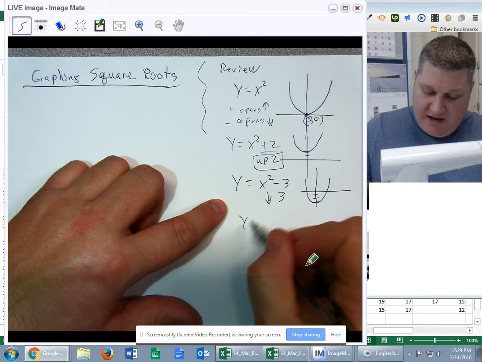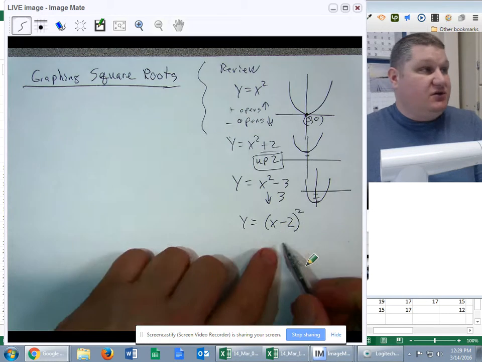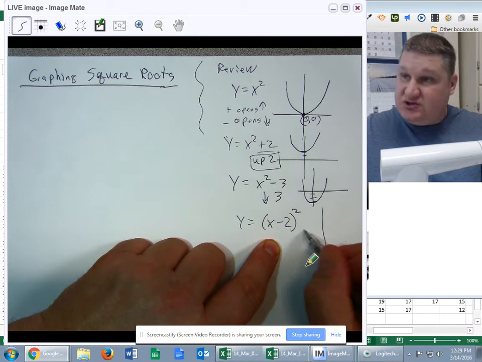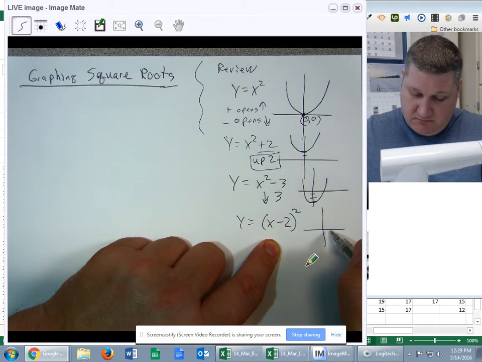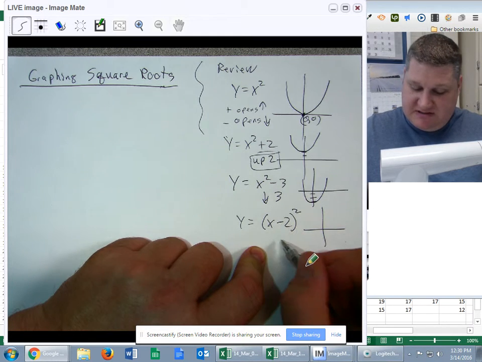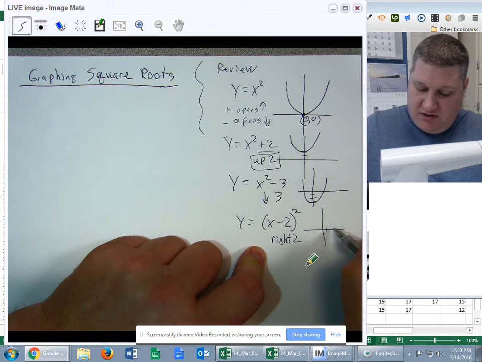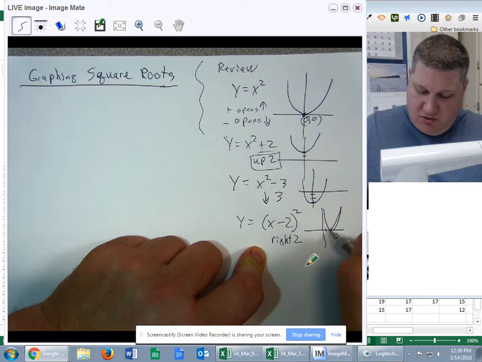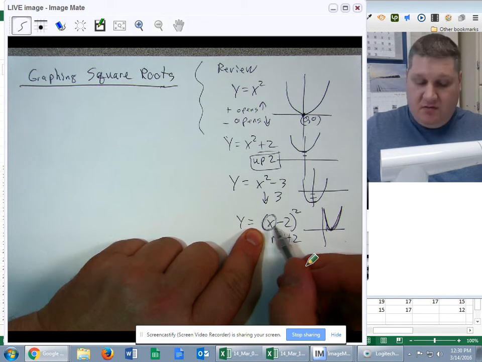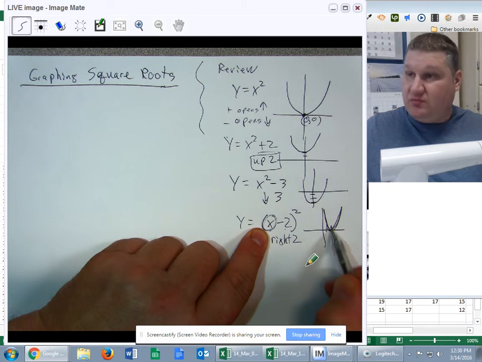If I say y equals x minus 2 squared, now you'll notice the x minus 2 is in with the square. What does it do, Bradshaw? Close. Remember, it's backwards when it's inside, so it's right 2. 1, 2. Because if I put what in here to make it 0? What would this take to make x minus 2 zero? 2. Positive 2.